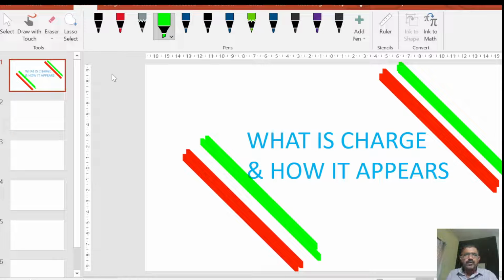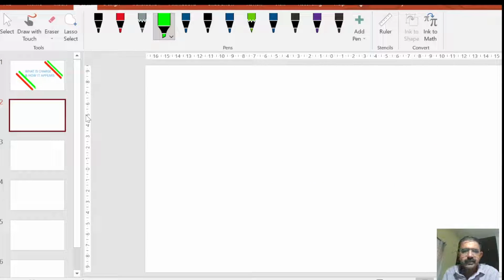So, hello friends. Today's topic is what is charge and how it appears. So, we take a simple example. Suppose how basically charge appears. So, we know, suppose we took a metallic sphere. Suppose this is the wooden handle and this is the metallic sphere.